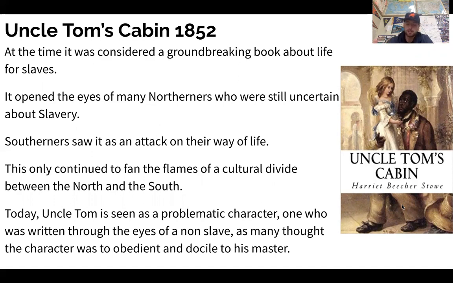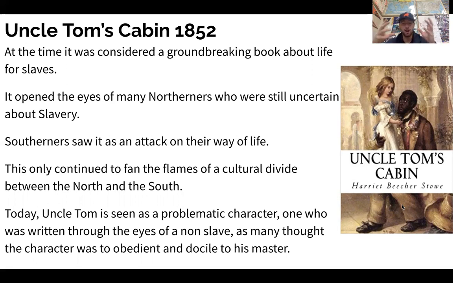Today, Uncle Tom is seen as a problematic character, one who was written through the eyes of someone who's a non-slave, like a white person. And many thought the character was just too obedient and docile to his master, like a yes sir, yes ma'am, and some people would say he was lucky. The way it's written is like this guy was happy and lucky to be a slave.